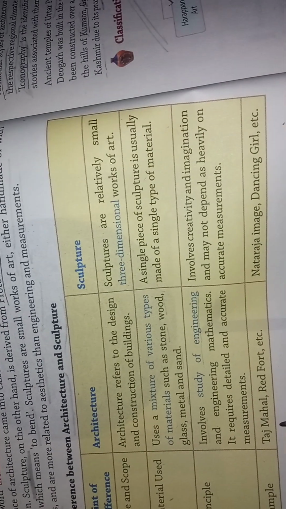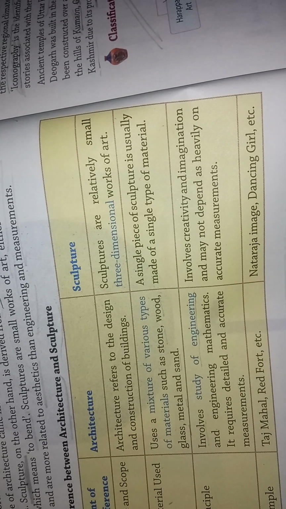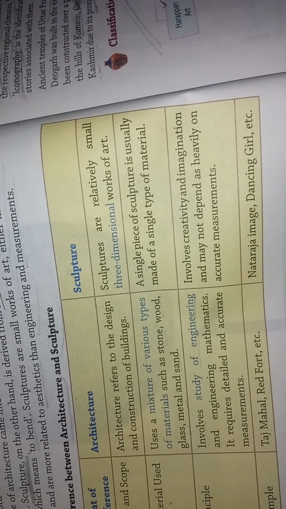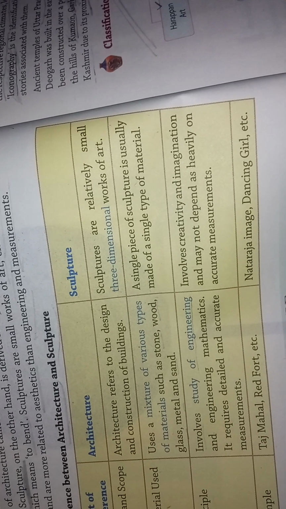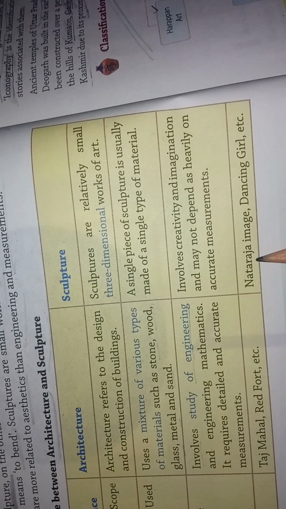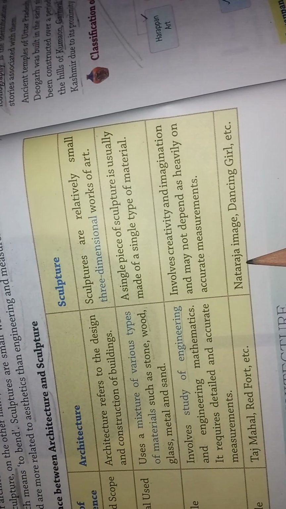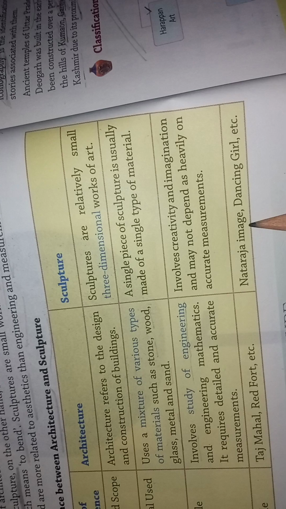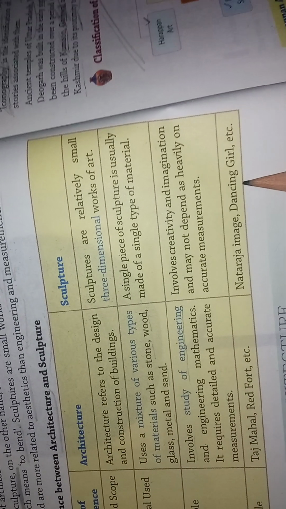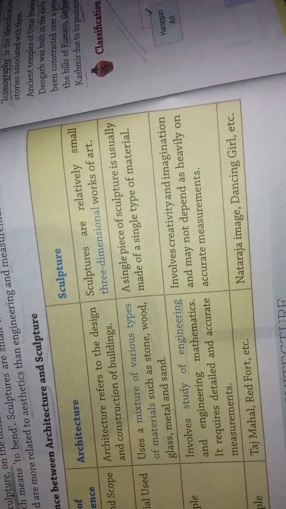Examples: for architecture, we can give the example of Taj Mahal, Red Fort, Fatehpur Sikri, and so many examples are present in India. And the sculptures we can quote here are the Nataraja image, Dancing Girl, and many other sculptures present in India also.